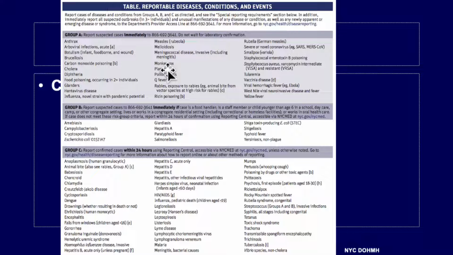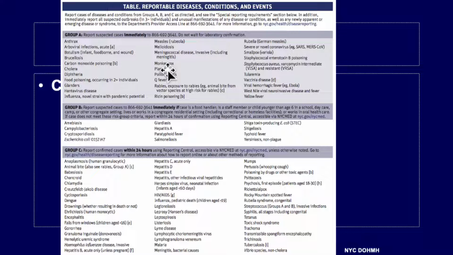Group A includes conditions that providers must report immediately without waiting for laboratory confirmation. Group B includes those conditions that must be reported immediately if the case is a food handler or someone else who could be potentially involved in the ongoing spread of infection to a large number of people. Group C includes those conditions that must be reported within 24 hours.